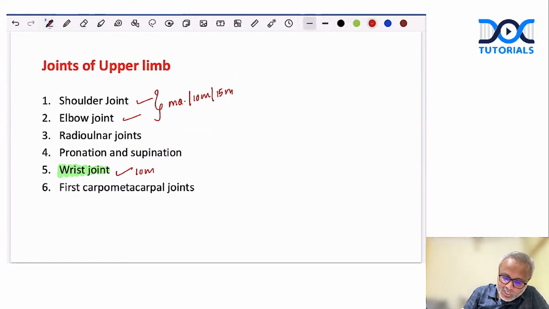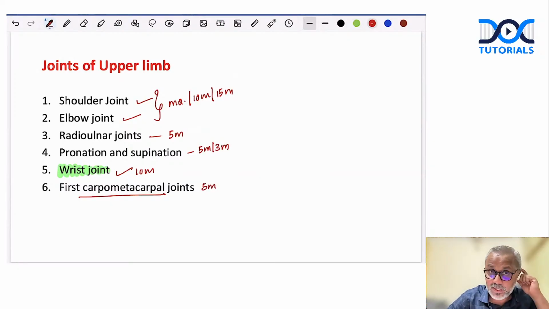The rest of the joints, for example, the radial joint, is an important 5 marker. Pronation and supination is an important 5 marker or a 3 marker. The first carpometacarpal joint is an example for a 5 marker question. Done.